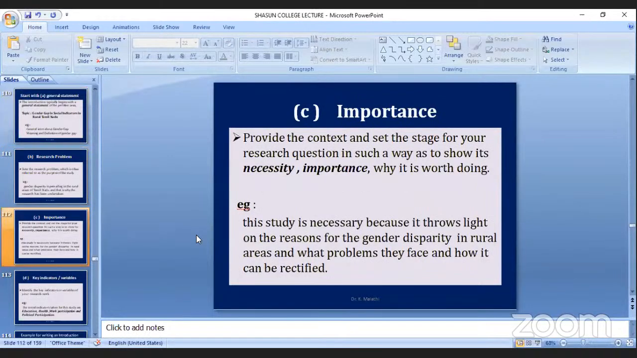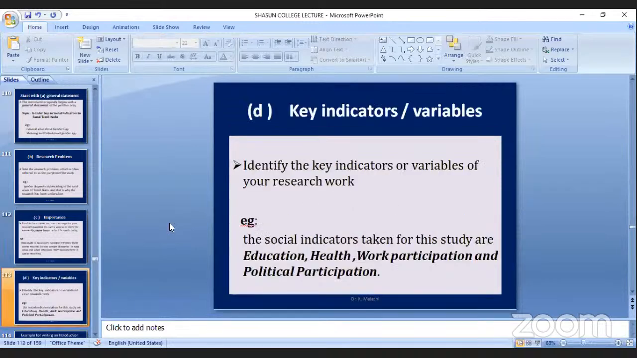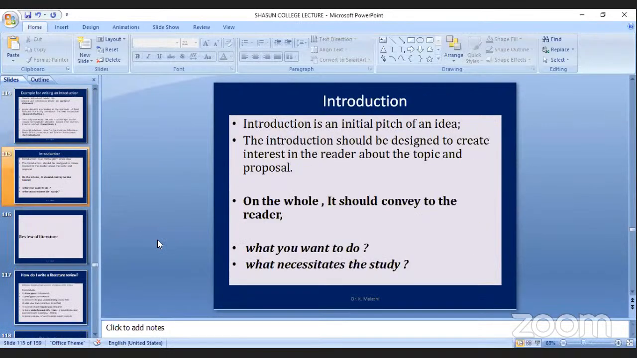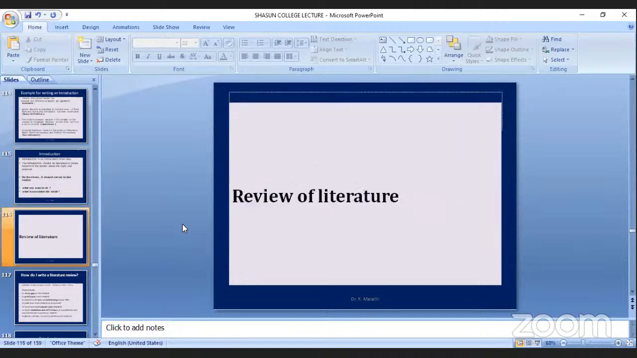Then importance, so importance about gender disparity. Why should I do a paper on gender disparity? Because it is very important to study the gender gap. Then key indicators or variables taken. In my study, the variables I've taken are gender disparity in education, health, and work participation. All these are my variables, and all this should be mentioned. So the introduction, on the whole, covers what you want to do and what necessitates the study. This is what the introduction is.